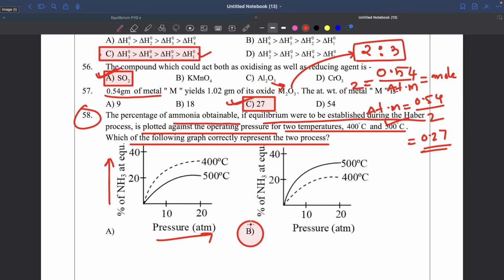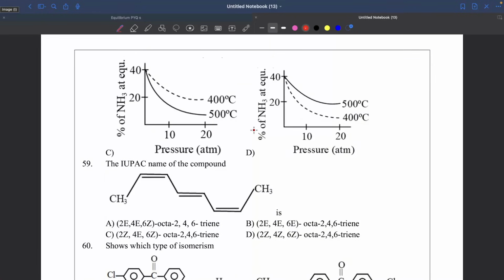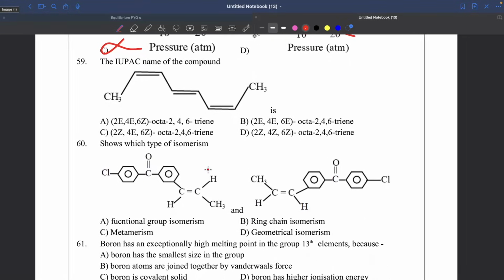On increasing the temperature, the percentage of it increases. Of course, at low temperature the percentage of yield is low, at high temperature the percentage yield is higher, but this graph is showing a different manner. Let us look at the other two options also. So, the other two options show the percentage of ammonia decreasing when you increase the temperature. So, this could not be our answer, this could not be our answer. So, the answer is B for this question. Okay. So, we will go to the 59th question.